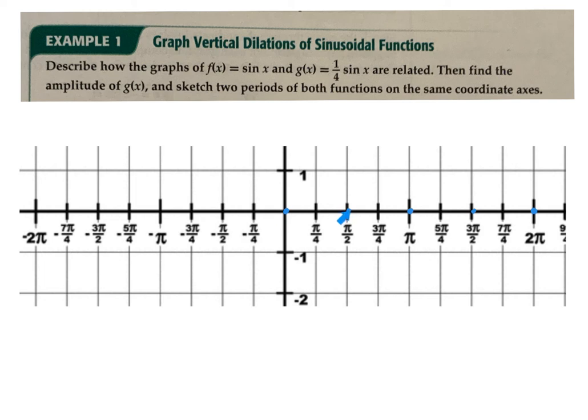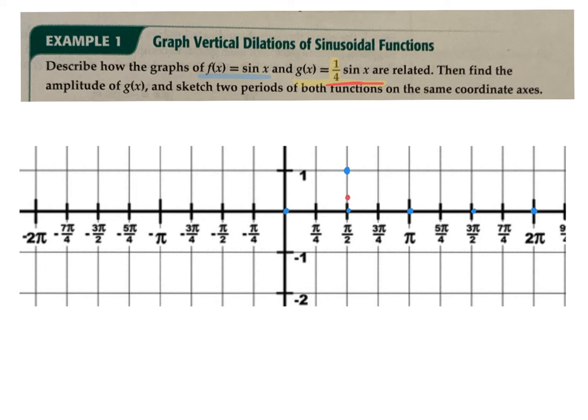1/4 of the way through, I go to my highest point, which is my amplitude. So I'm going to look at the graph they gave me, which is right here, and my amplitude is 1/4. So my normal graph, sine of x, I would go all the way up here to 1. However, the graph that they've given me, 1/4, I'm only going to go to 1/4.